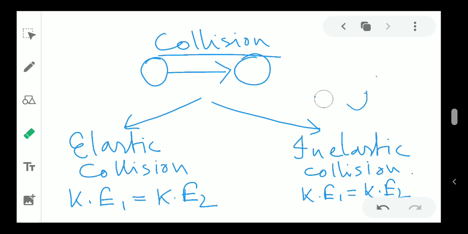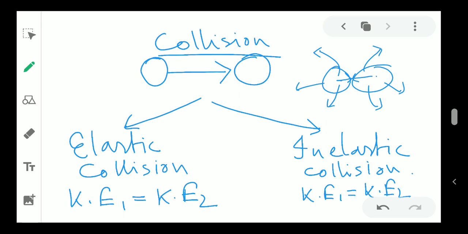Also, let's say you throw two snowballs, and when the snowballs collide with each other, what happens? They become fragmented. In that case also, all the energies are somehow converted, and distributed in the ice crystals in order to deform them or break them. So those are the practical examples of inelastic collisions. We will be talking about inelastic collisions and elastic collisions in our next class as well.